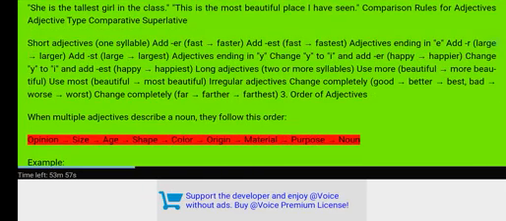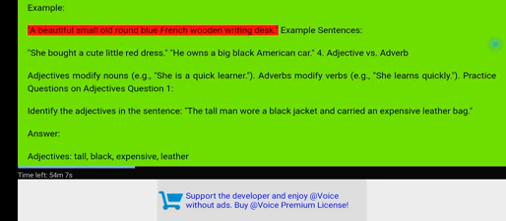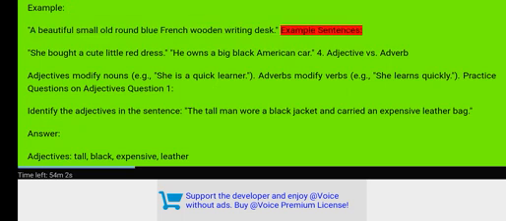Opinion → size → age → shape → color → origin → material → purpose → noun. Example: A beautiful small old round blue French wooden writing desk. Example sentences: She bought a cute little red dress. He owns a big black American car.